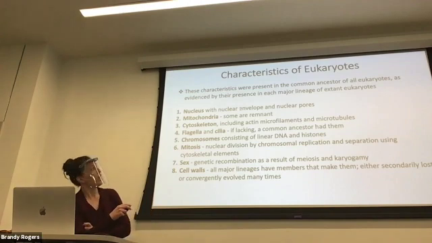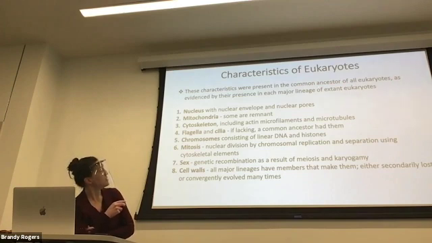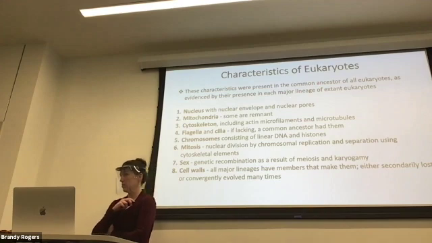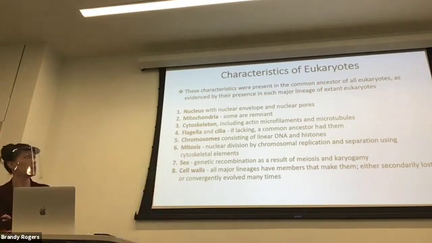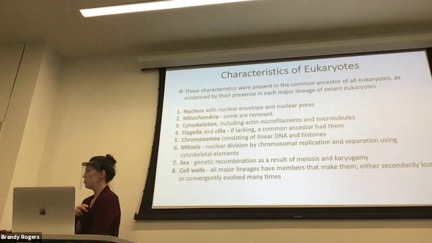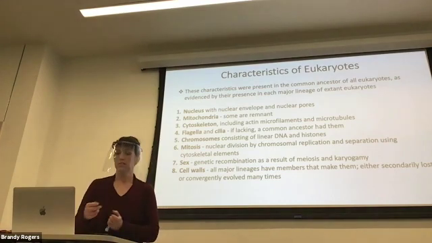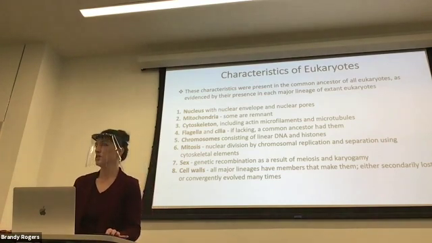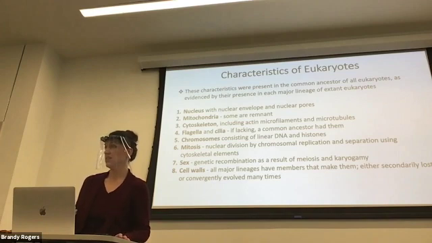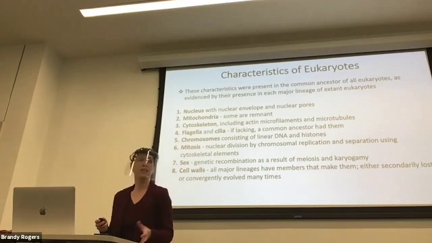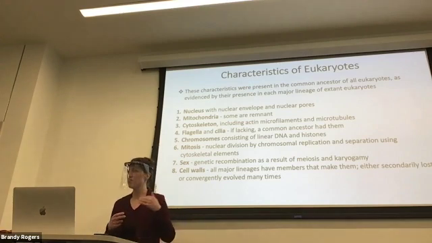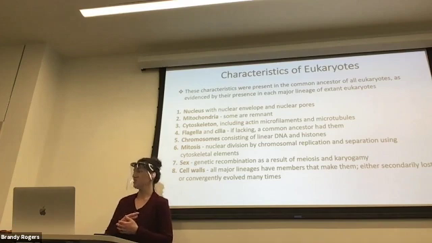So we're talking about the common ancestor, or LUCA, of all eukaryotes. And the evidence that we have is that each of these characteristics is present in each major lineage of extant eukaryotes. That's a lot of verbiage. What does that mean? What about the term extant? You guys comfortable with that? Do you know what extinct means? It's not around anymore. So extant is the opposite of extinct. So what do you think extant means?